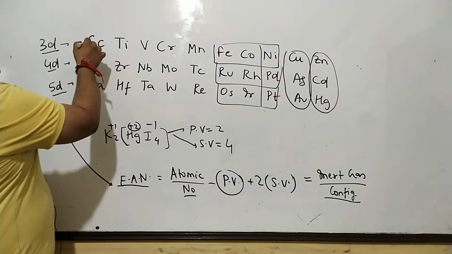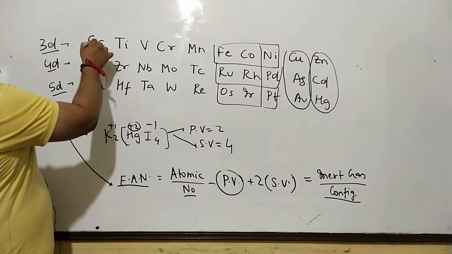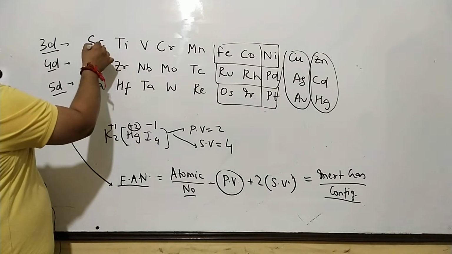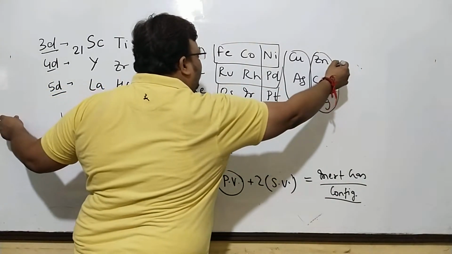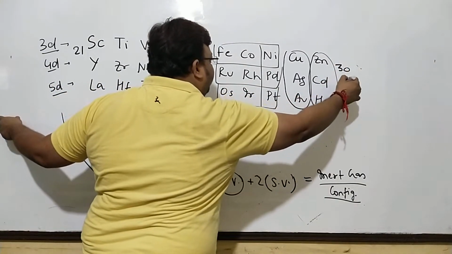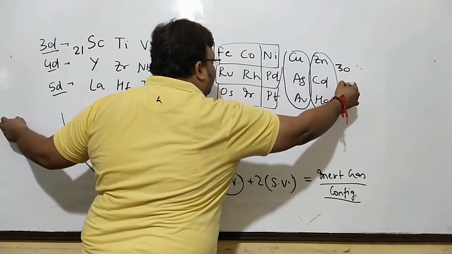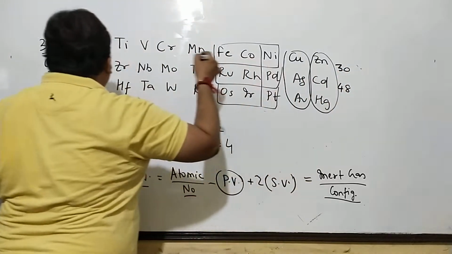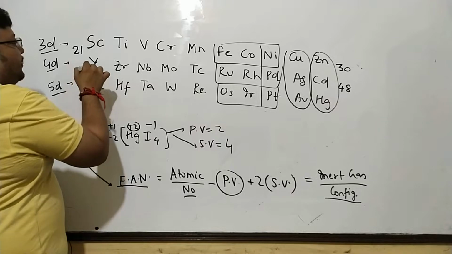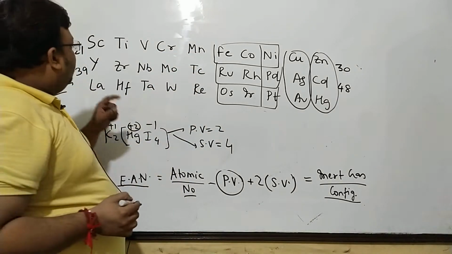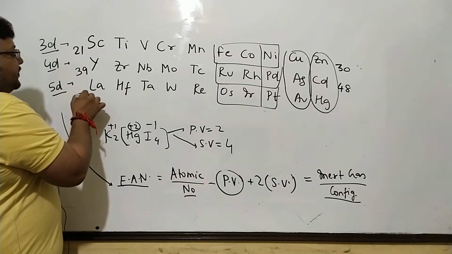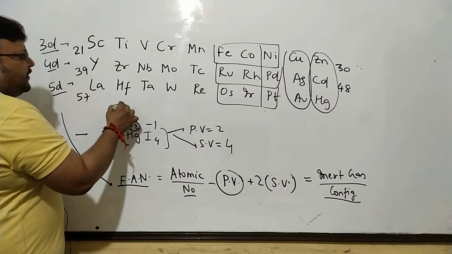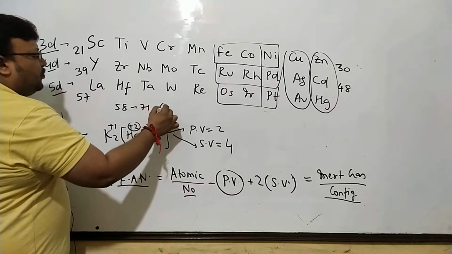So this is preceded by calcium. Calcium was 20, so this is 21 to 30. The difference is 18, so this will be 39. 21 to 30 is 3D, and 39 to 48 is 4D. You add 18 here, you will have 57. Then you might remember 58 to 71 would go to 4F.